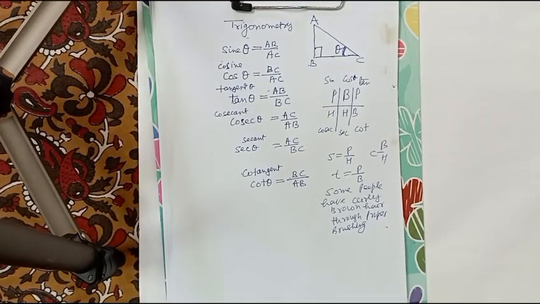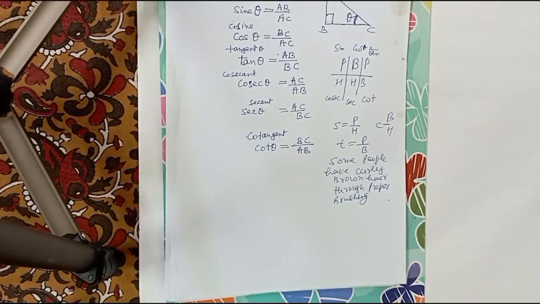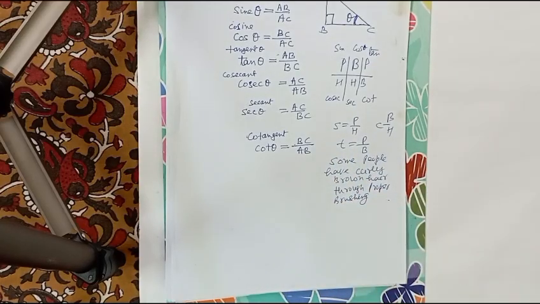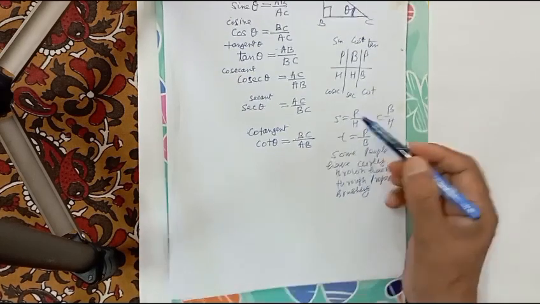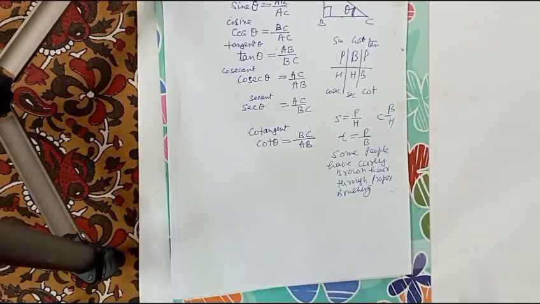So this is a fundamental formula for the trigonometry ratios. Some people have curly brown hair through proper brushing, which gives you the ratio of sine, cos, and tan: P upon H, B upon H, and P upon B, perpendicular upon hypotenuse, base upon hypotenuse, and perpendicular upon base. Some people have curly brown hair through proper brushing.